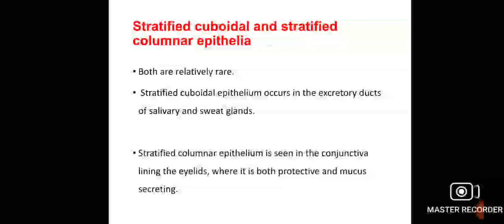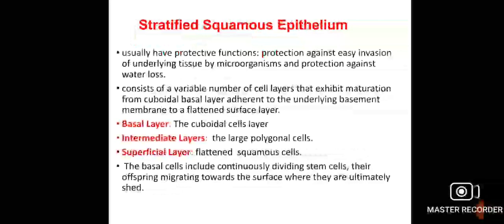Basically, in the stratified cuboidal epithelium, the basal cells and the apical cells are both cuboidal in shape. Okay, and in the stratified columnar epithelium, there are two layers. The basal layer is of cuboidal cells and the apical layer is of columnar cells. Now this is a very important variety which is known as stratified squamous epithelium.